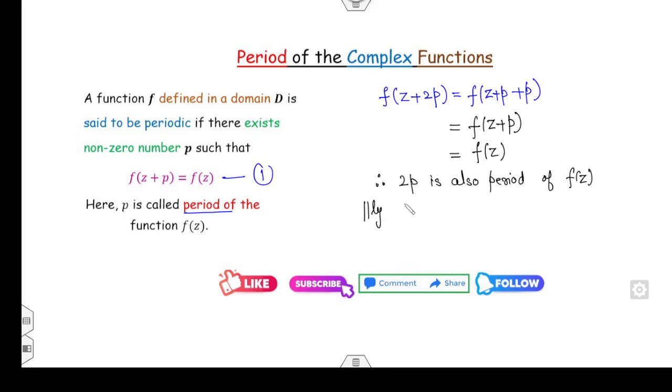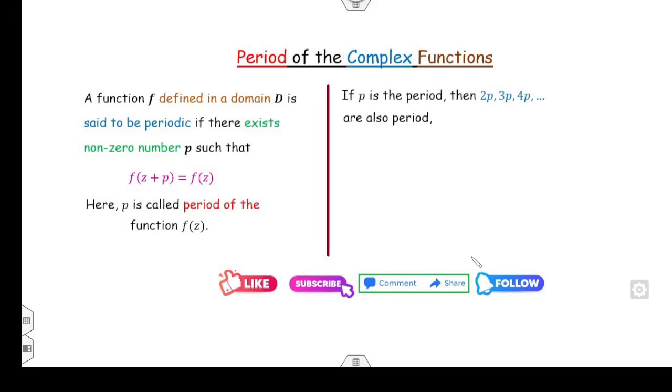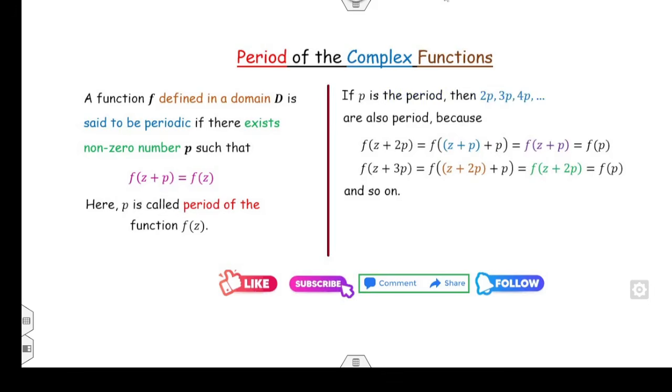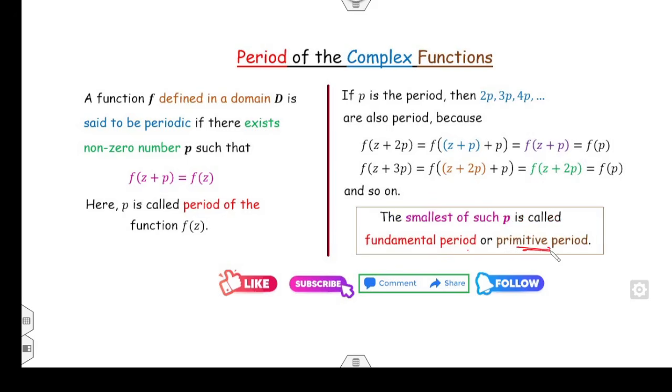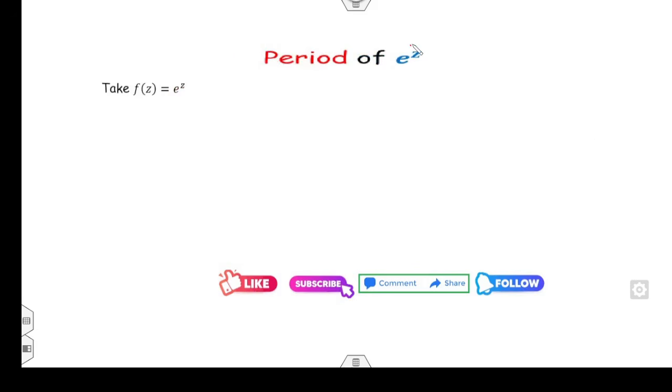Similarly, you can prove that 3p is also a period of f of z, 4p is also a period of f of z, and so on. Clear? So if I define p as a period, then 2p, 3p, 4p are all periods. But out of these periods, 2p, 3p, 4p and so on, which one is the smallest? Which one is the smallest period? The smallest period is known as the fundamental period or the primitive period. Clear?